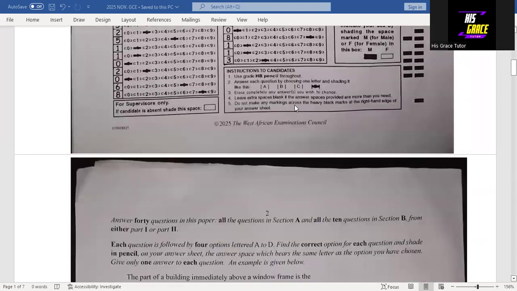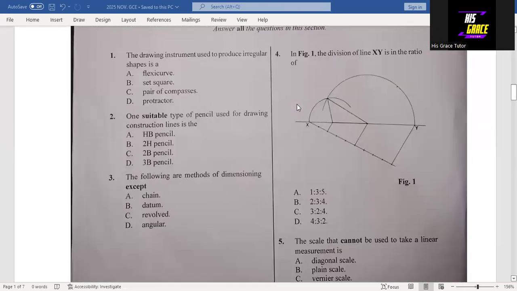So we have question 1 here, which says the drawing instrument used to produce irregular shapes is a French curve. So that is option A, the answer. Then here we have flexible curve. Maybe they wanted to put flexible curve there. All right, so the answer is option A for question 1.